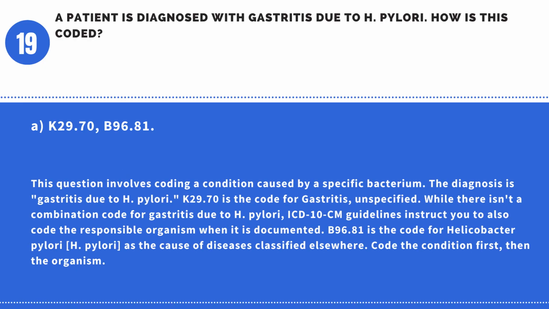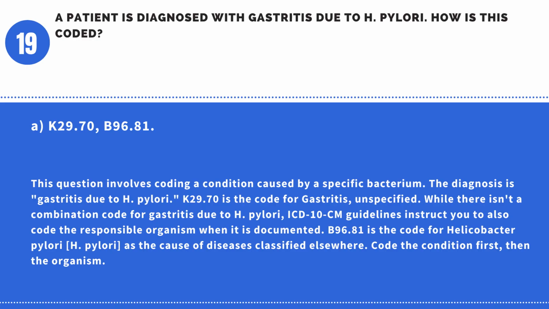Answer: A. K29.70, B96.81. This question involves coding a condition caused by a specific bacterium. The diagnosis is gastritis due to H. pylori. K29.70 is the code for gastritis, unspecified.